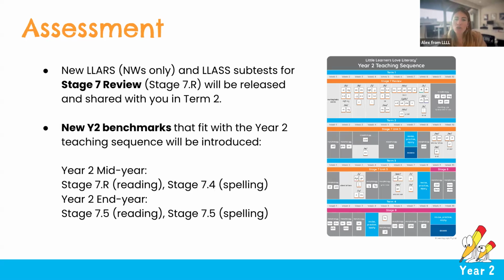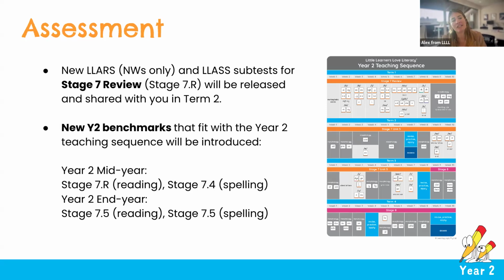And the additional subtest, the non-word subtest for the LARS and the last spelling subtest for Stage 7 review, or Stage 7R, will be released at the start of next term and shared with you. So if you've downloaded the LARS before, you'll get the LARS extra subtest. If you've bought the LAS, then that'll be sent to you as well. And if you've got any issues, you just need to email us and we'll share those. But we'll tell you when they're ready.